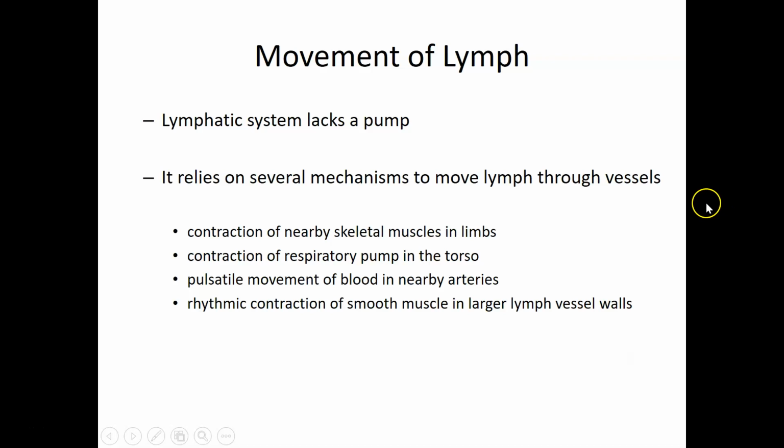All right, just a couple of slides to talk about how lymph moves. Because there is no equivalent of a heart generating pressure to push lymph forward from capillaries to collecting vessels to trunks and then into ducts. How does it move?